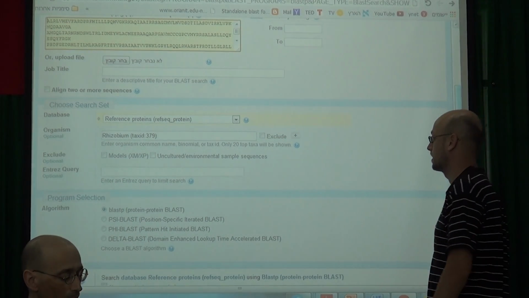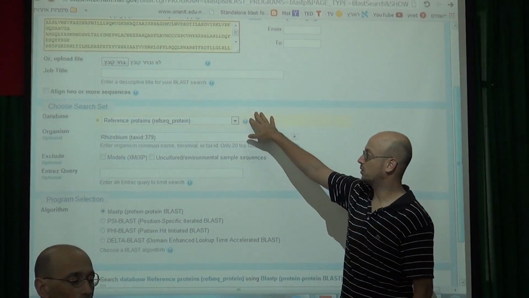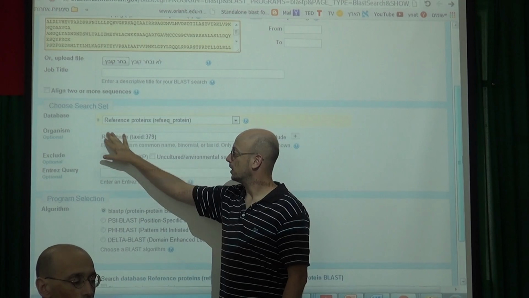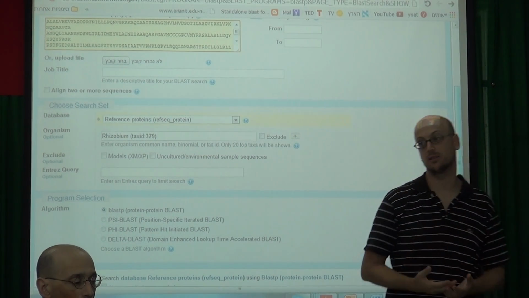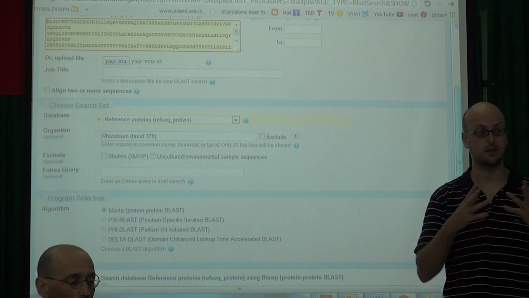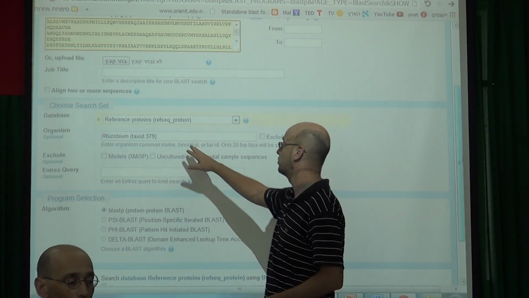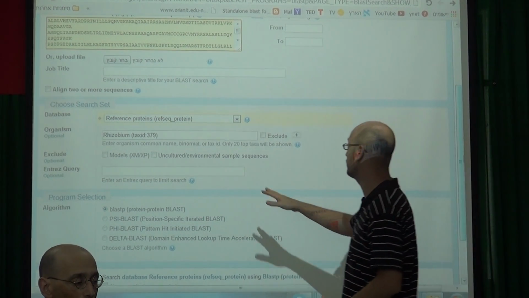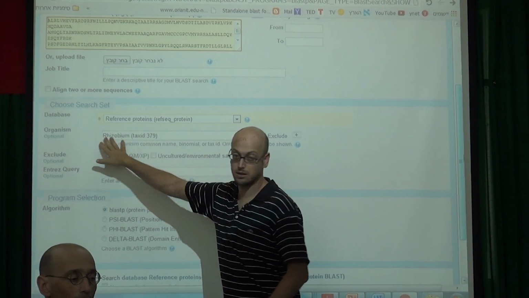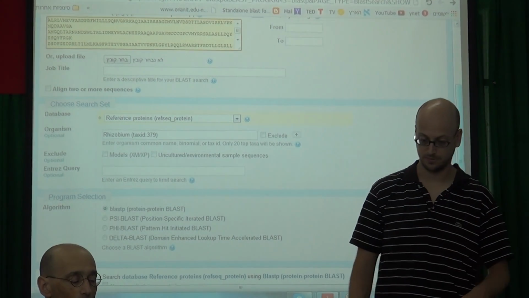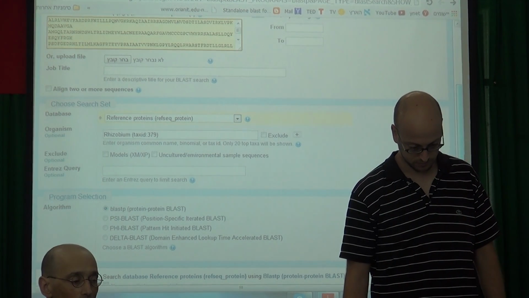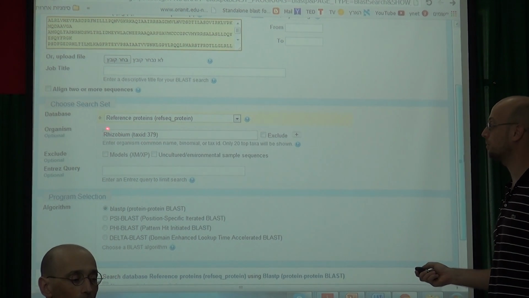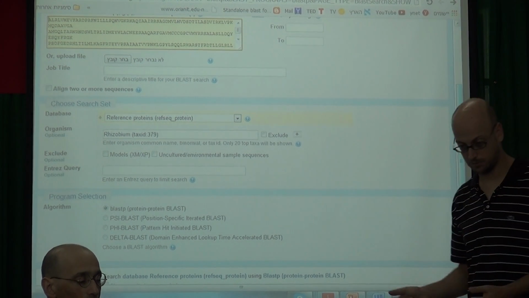And we chose the database where to look for similar sequences. If we want to restrict the search to a specific group, for example, to a specific genus, we can do that. We don't have to. We can just leave this blank. We don't have to write anything. So we can write something here or we can write nothing. It depends on us.